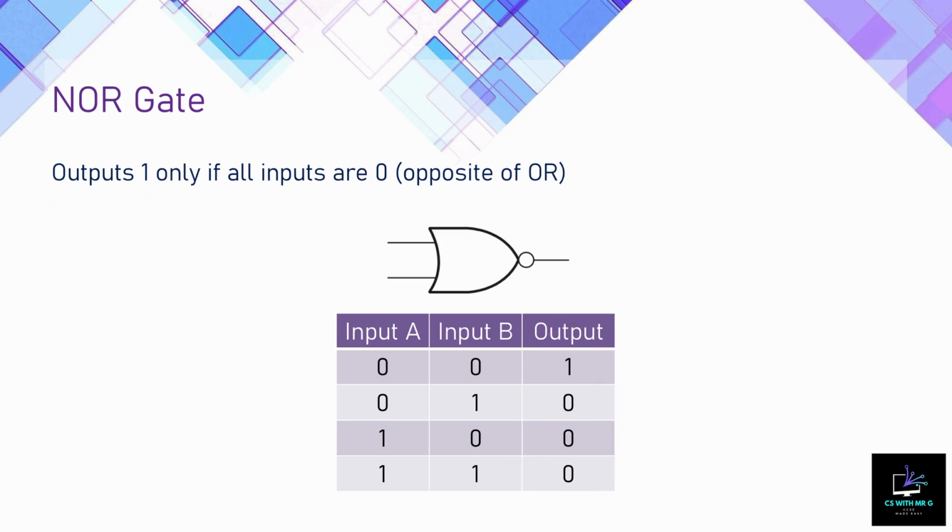Following on, a NOR gate is the same as a NAND gate in that it's the opposite of an OR. So it outputs 1 only if all the inputs are 0. But again, I like to draw my OR gate truth table, which I know is 0, 1, 1, 1. And I can flip them around like so to produce the truth table for a NOR gate.